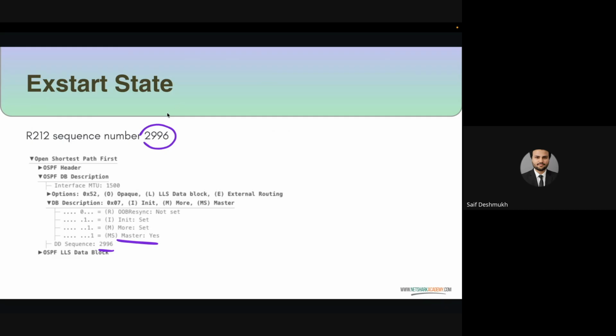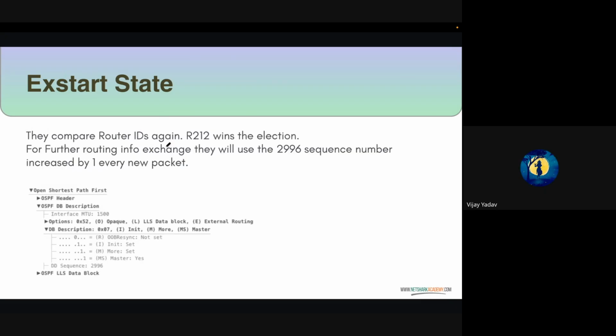Router 212 says, you know what, I am also a master, and I present 2996. It's a randomly selected sequence number. There is no specific logic behind it. It is just a randomly selected number. But what happens is they compare each other's router IDs. Both parties are smart enough to understand which of the two routers has the higher router ID. Obviously, router 212, right?